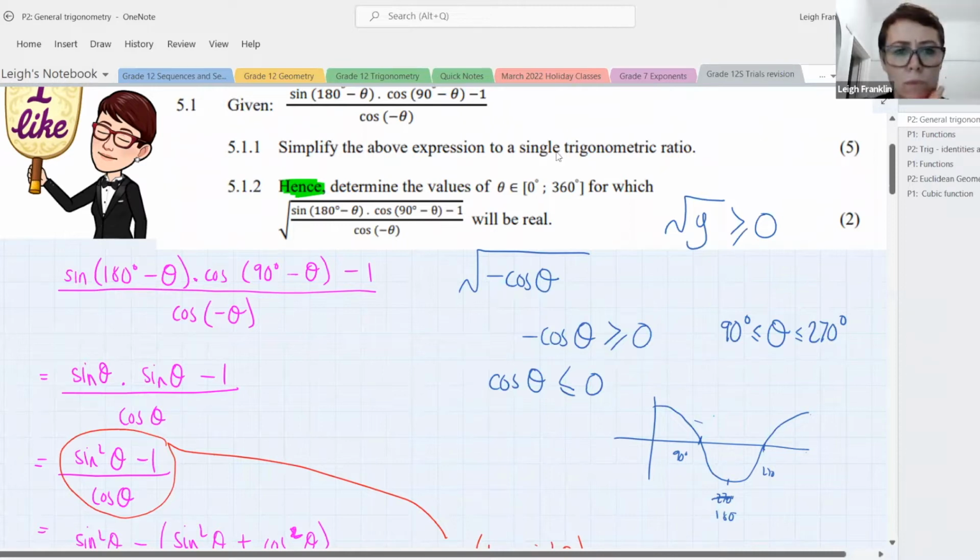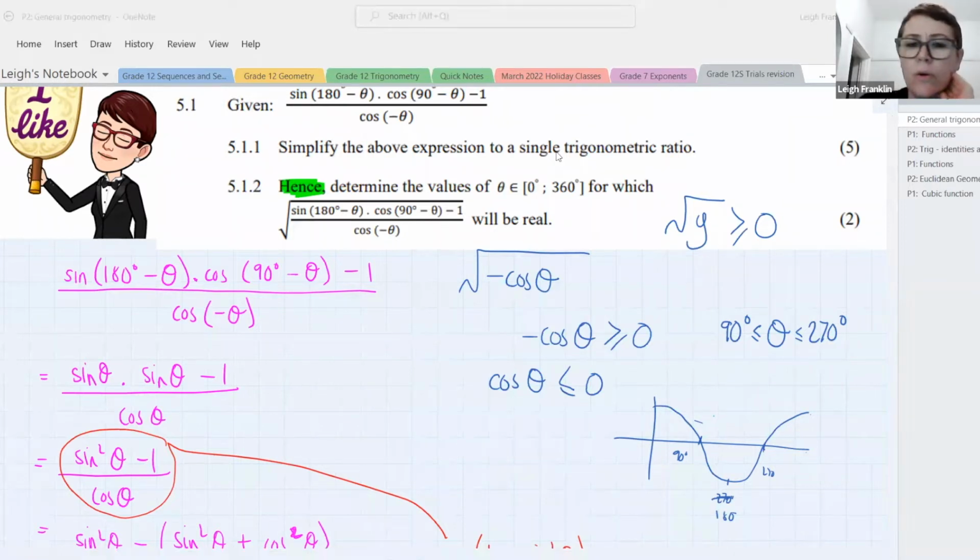Sorry, ma'am, can I just find out? Yes, go for it. With this question specifically, can you just write the answer itself, or do you have to basically write cos theta is less than 0? I think that this would be answer only.